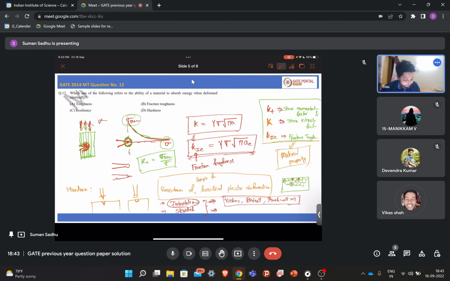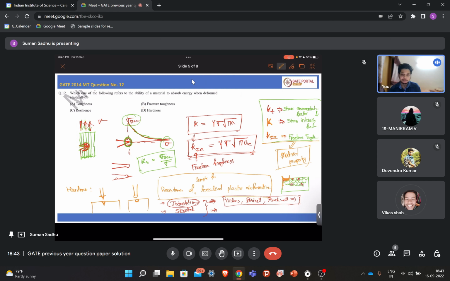So now, if your indentation size is such that it covers both the red and that green grain, that means you are basically averaging the hardness from this region. That means it is taking the hardness value from both the phases. So this average hardness, you can term it as the hardness of your sample.